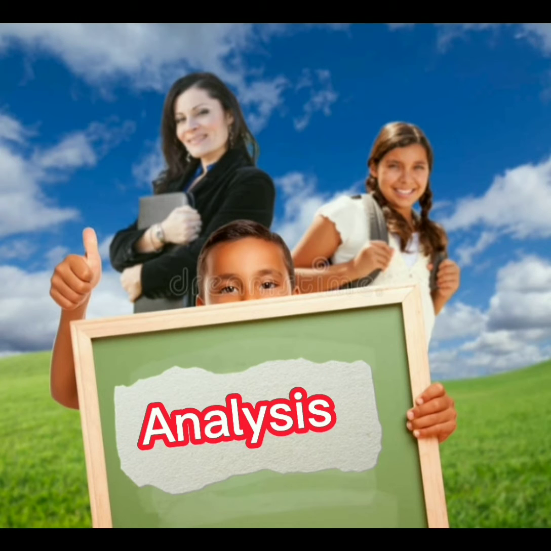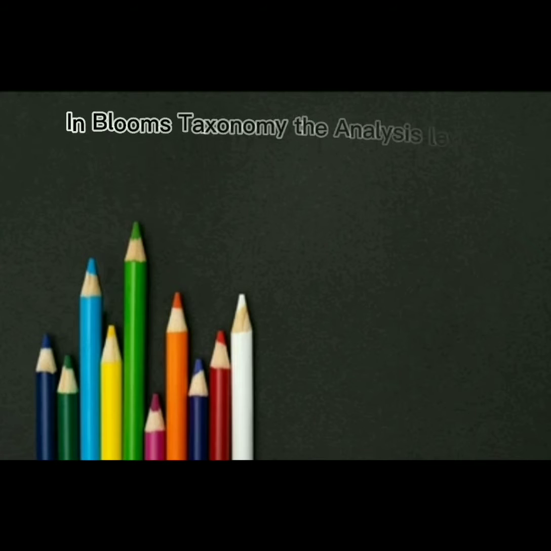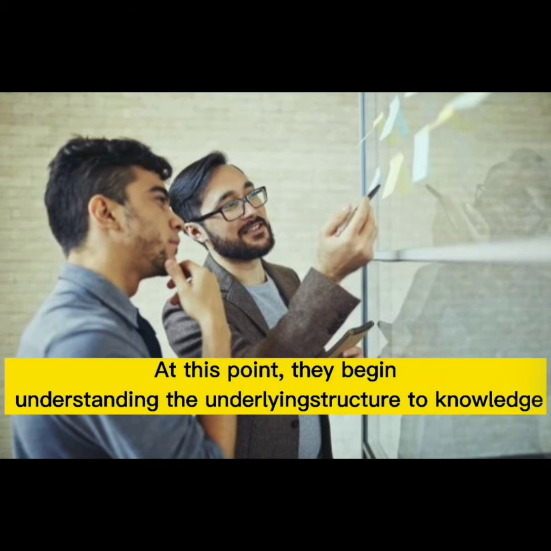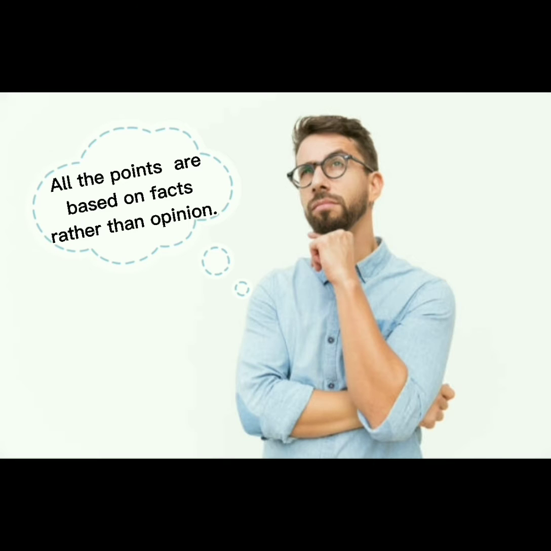In Bloom's taxonomy, the analysis level is where students use their own judgment to begin analyzing the knowledge they have learned. At this point, they begin understanding the underlying structure to knowledge and also are able to distinguish between fact and opinion.